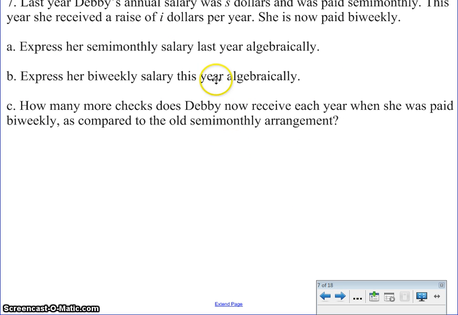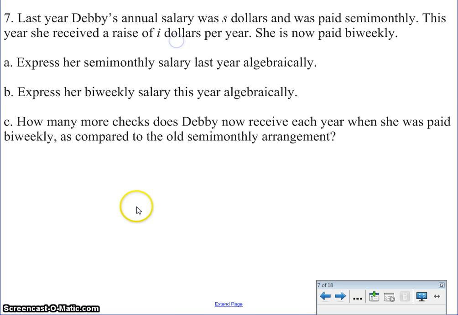All right, last year Debbie's annual salary was S dollars. She was paid semi-monthly. So semi-monthly is 24. This year she received a raise of I dollars per year, and she's now paid biweekly, which is 26. So it says express her semi-monthly salary last year algebraically. So her annual salary, how much she earned for the whole year, was S, and she received 24 paychecks. So if we divide that salary by 24, that gives us her paycheck algebraically.